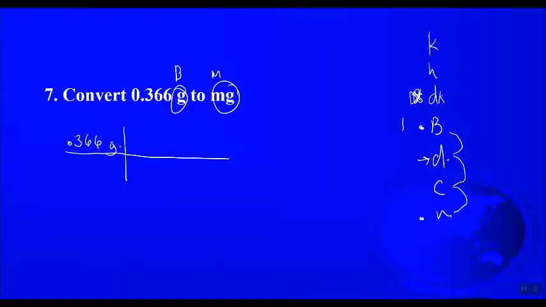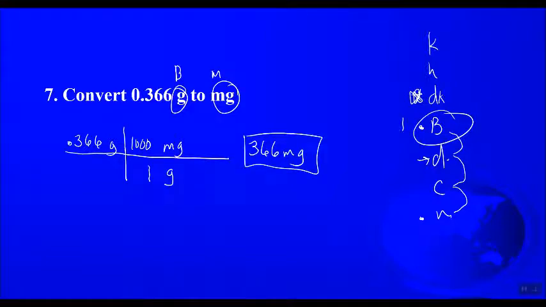What unit are you converting from? Grams. What unit are you converting to? Milligrams. So who gets the 1? Grams. What is the milligram? 10, 100, 1,000. So calculate. 0.366 times 1,000 gives you 366 milligrams. Circle or square, I don't care. Next.